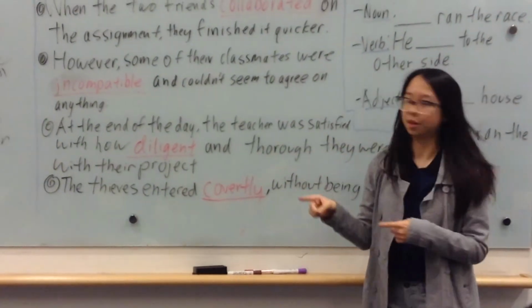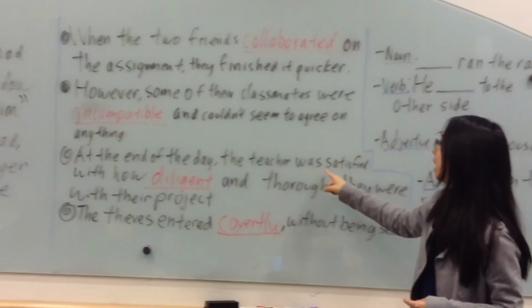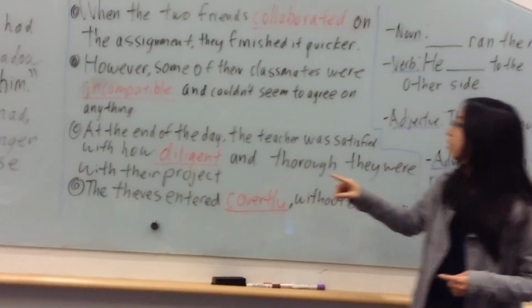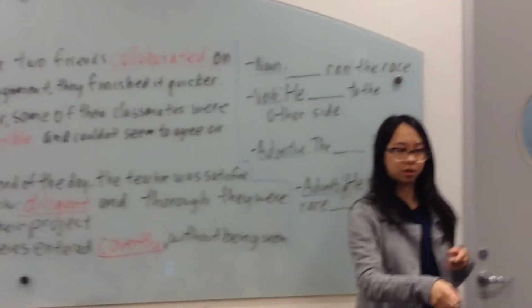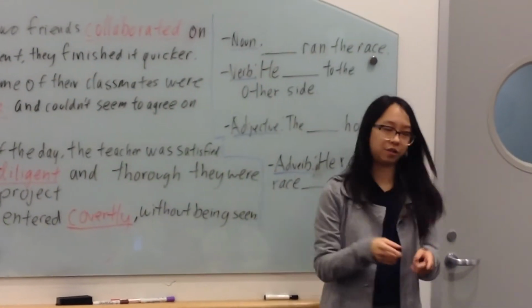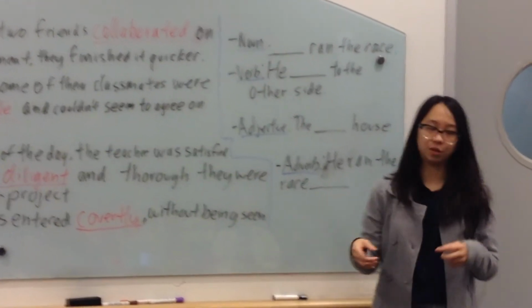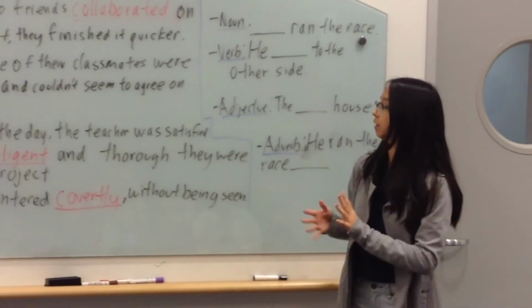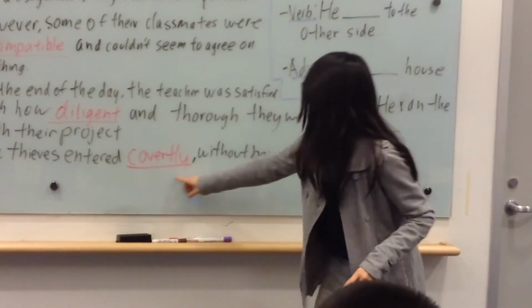Right, awesome. And so for this sentence, at the end of the day, the teachers were satisfied with how diligent and thorough they were with the project. And so what do you think diligent means? Yeah, sure. Working hard. Right. And so how did you know? Diligent. Thorough. Right. And so when you're thorough with something, you do it really well, right? All the way.